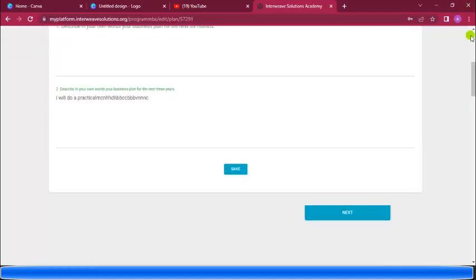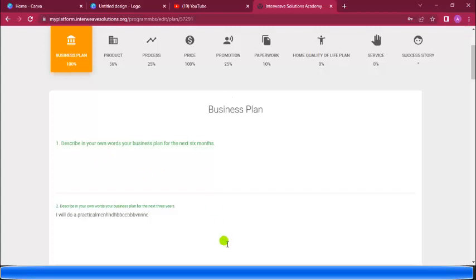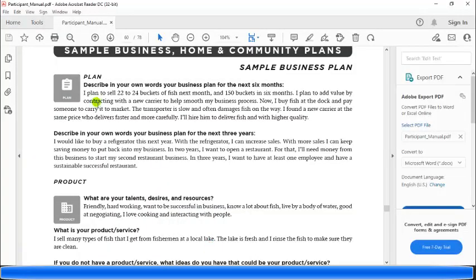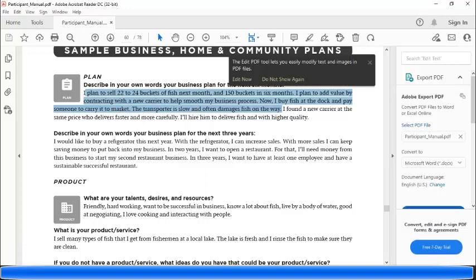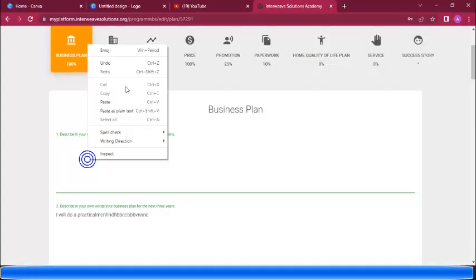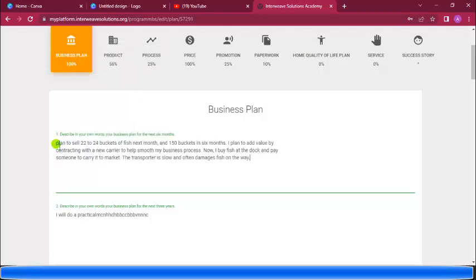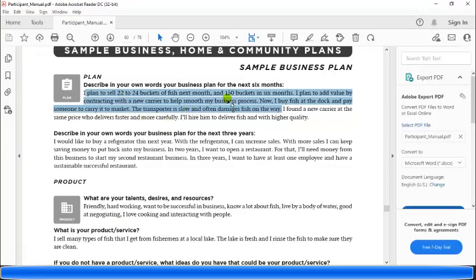In the first one, it says, describe in your own words your business plan for the next 6 months. Let's see what the person said. He said that he plans to sell and so on. You also type what you want on my platform. By now, I hope you would have developed your product. Let's say your product is clothes. So I plan to sell many clothes at the end of the month. Kindly look at the participation manual, what is on this page, and use it to do your business plan.